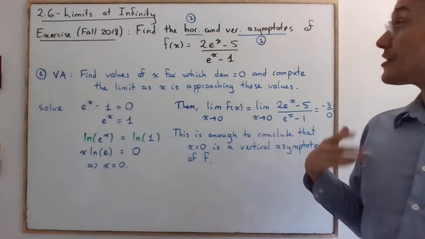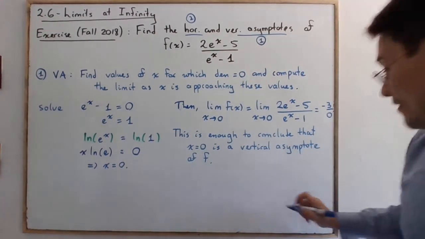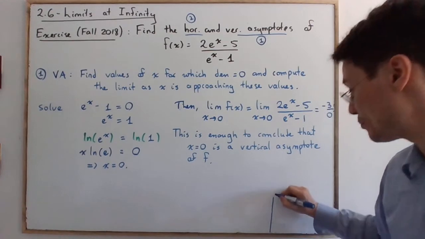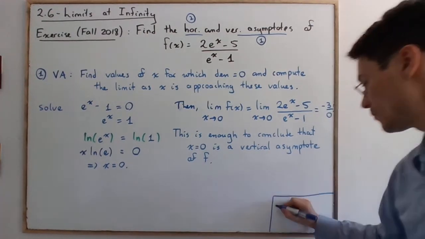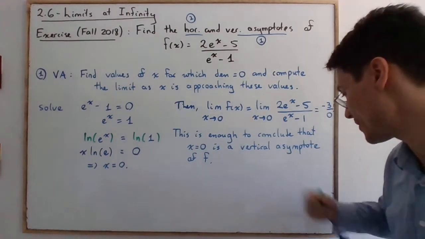So we finished the first part. Okay. So actually, I have an idea. Again, I will just put the vertical asymptote here. And this will be our final answer. So let's actually put green.